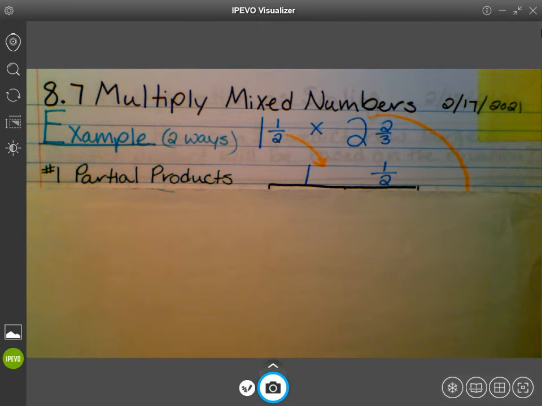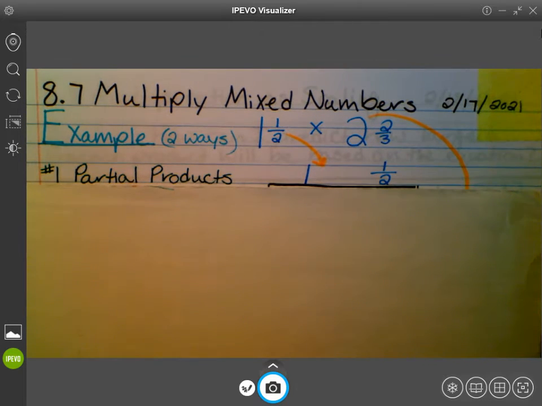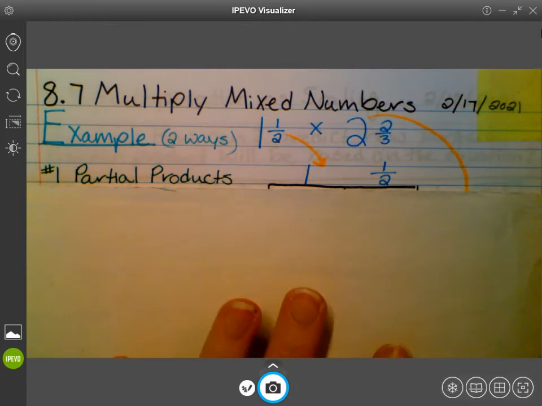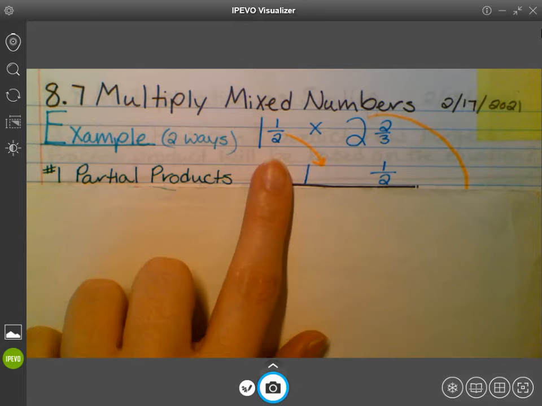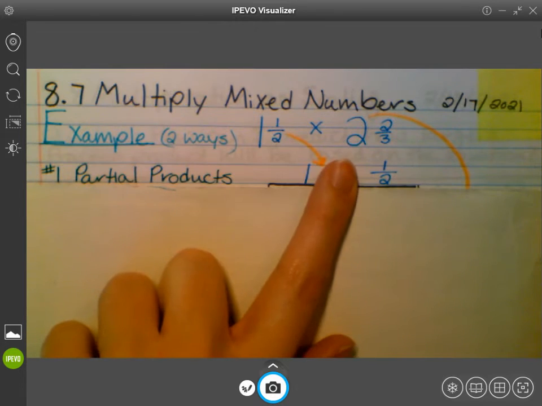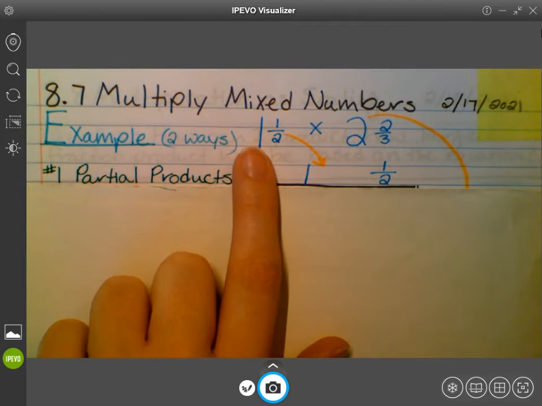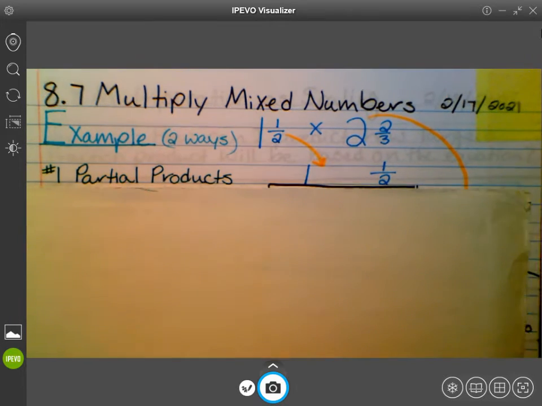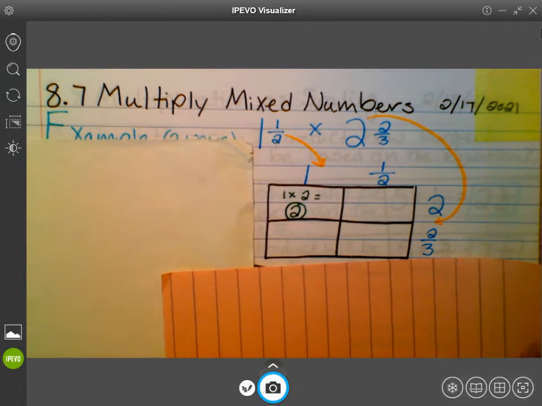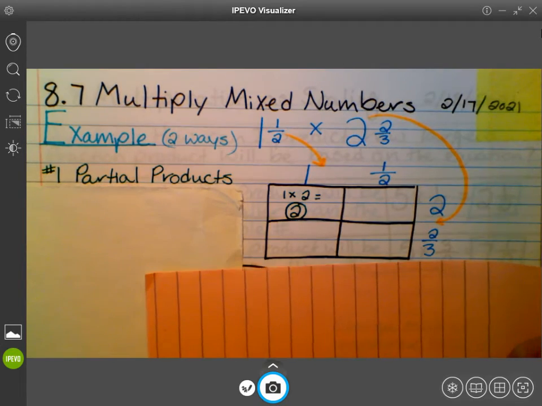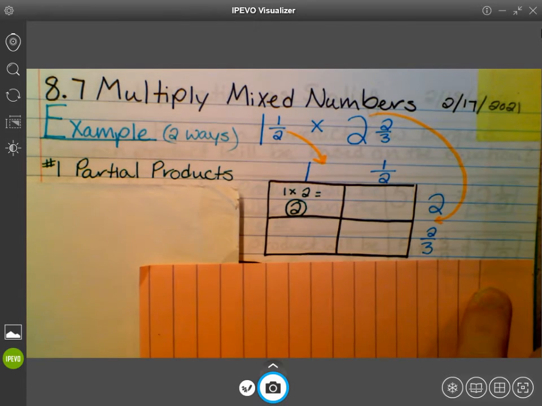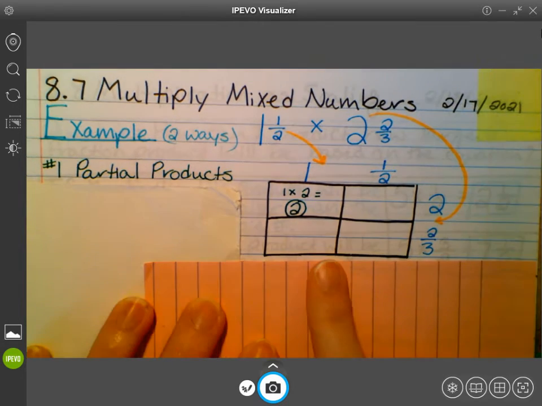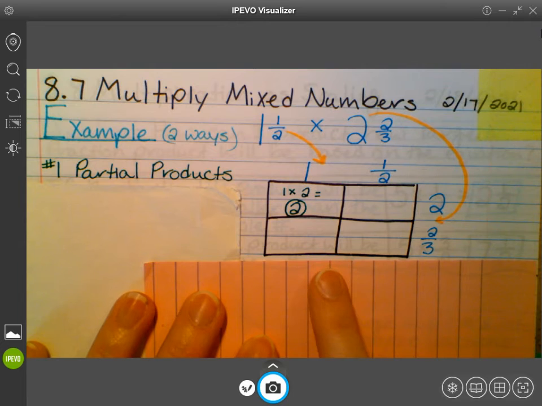Not yet. Not until you see what we're doing with it. So with this way, what we would do is we split apart our mixed numbers to where it's a whole number and a fraction, and then another whole number and a fraction. So what we do is this. I would like you to go ahead and get this written down. So this is the one way you can multiply mixed numbers.